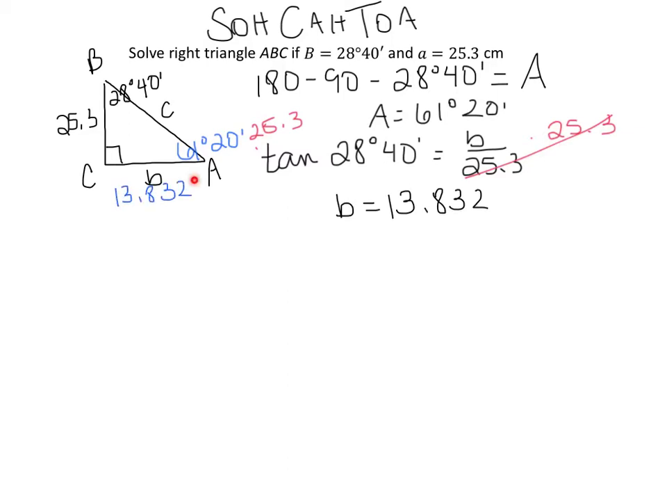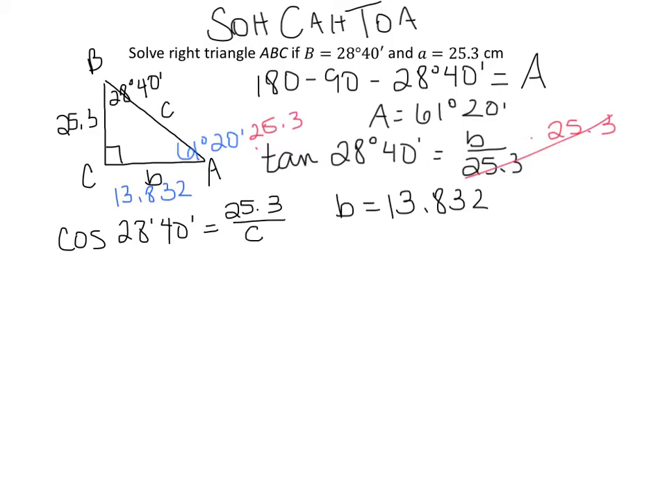Again, I would not use this calculated value to find side C. I would continue to use angle B and side A. So I know that side A is adjacent to angle B and side C is the hypotenuse. So if I'm looking at adjacent and hypotenuse, I need cosine. So that's the cosine of 28 degrees, 40 minutes is equal to 25.3 over C.